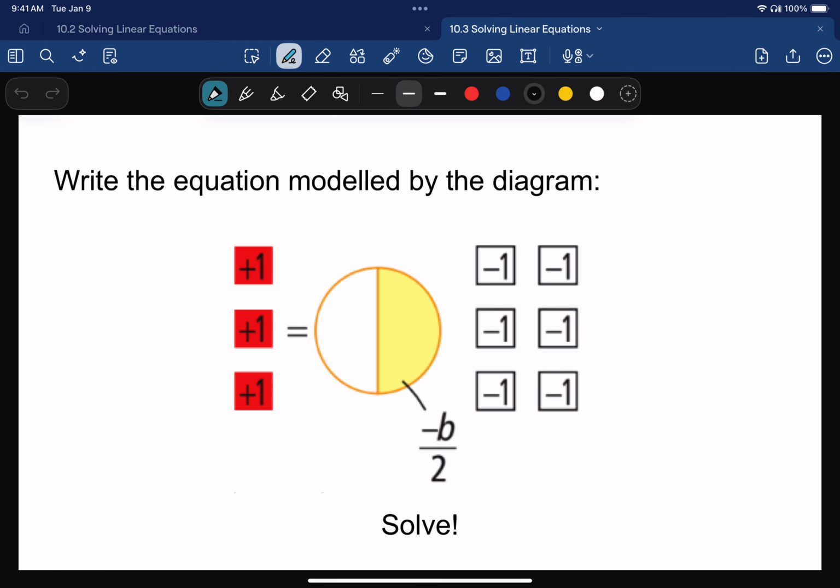So we can start off with our equal sign. I like to put it above, so let's put it above here. So our equal sign is here. On the left-hand side of the equal sign, we have plus 3. So that's easy. We can write 3.